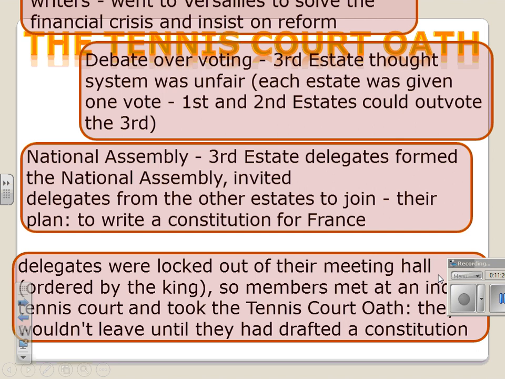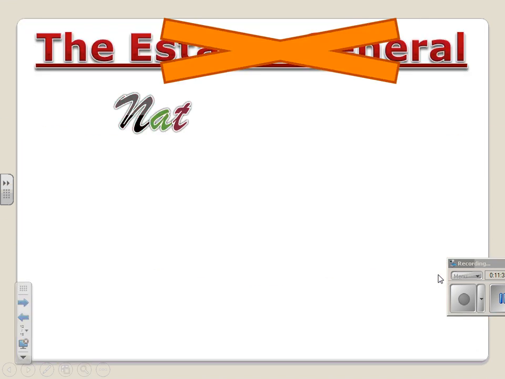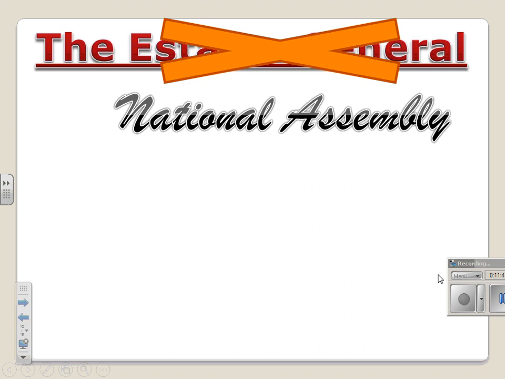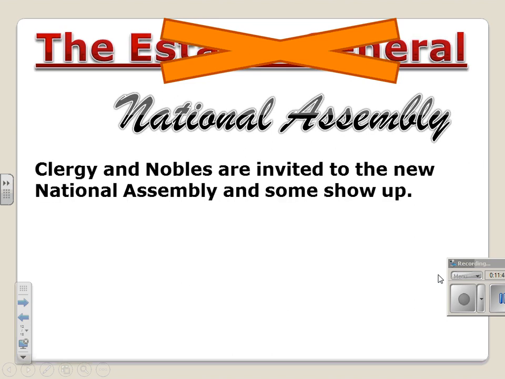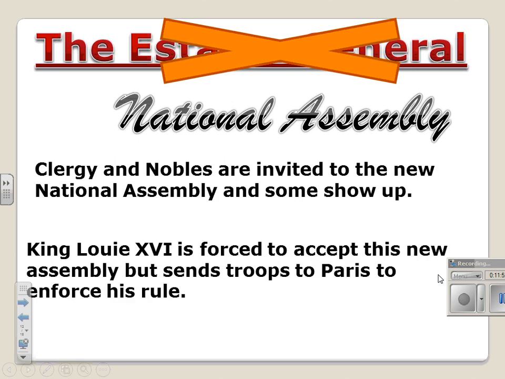But they stay in a tennis court. I mean, it's basically a squash court on Versailles, and they take an oath. And this is question 7. They take an oath that they will not stop meeting until they draft a constitution. It's known as the tennis court oath. So now the Estates General, which was the government of France, is gone. And now we have what's called the National Assembly. The clergy and the nobility are invited to set up this new National Assembly, and some members show up. But as a result, King Louis, who is not a strong monarch, is forced to accept the assembly.